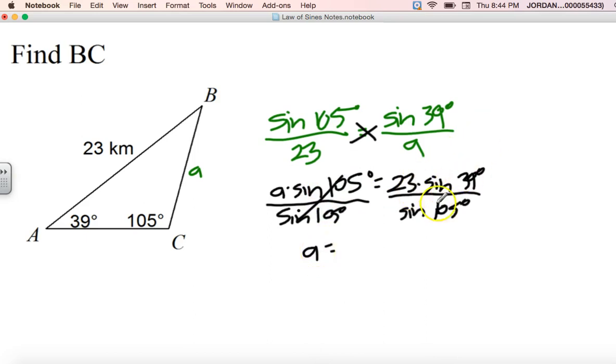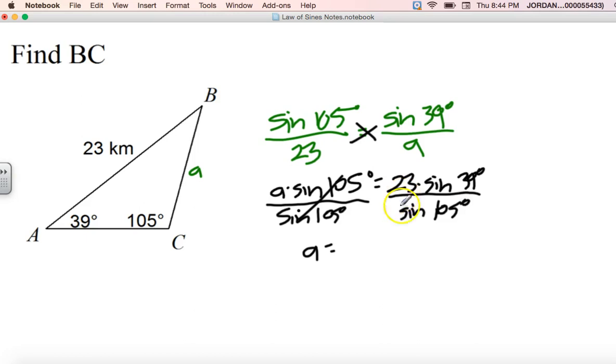And now we just need to type this in our calculator. So we're going to do 23 times the sine of 39 degrees, and we're going to divide that by the sine of 105 degrees. And you should get 14.985.